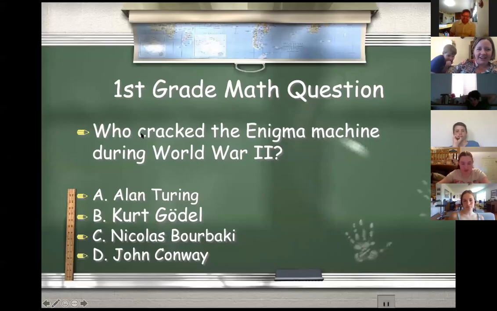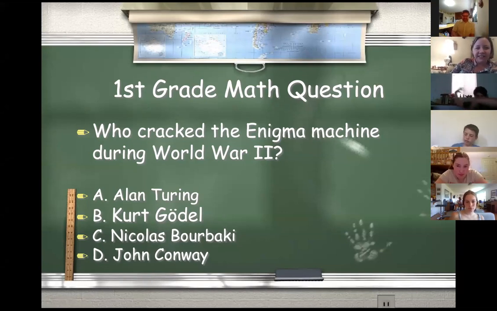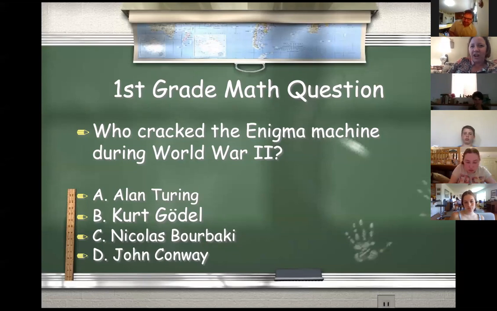All right. Let's see if you know this. Who cracked the Enigma machine during World War II? Was it A, Alan Turing, B, Kurt Gödel, C, Nicholas Bourbaki, or D, John Conway? These are 4 mathematicians we've studied. Which one cracked the Enigma machine to decode secret messages from Germany, mostly, during World War II?